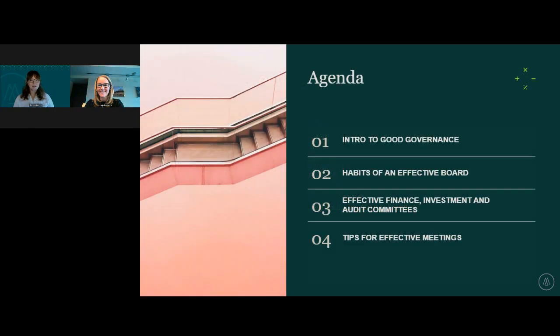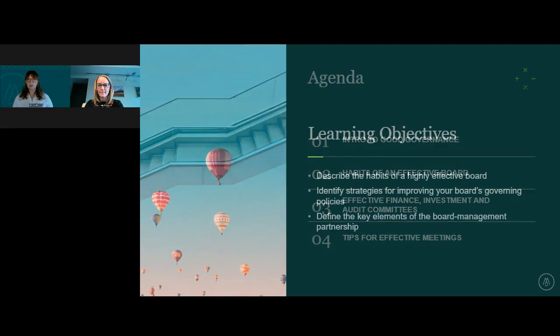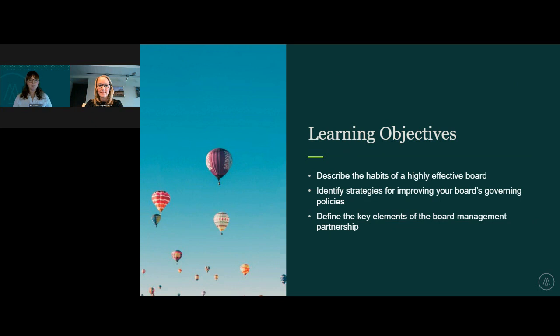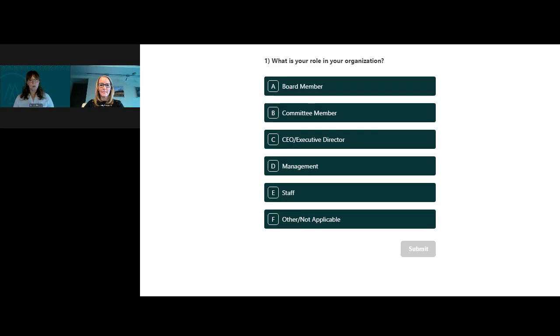So today we're going to cover a few things. We're going to just cover governance in general and what good governance is. We'll talk about what it means to be an effective board and give some really good technical advice on finance, investment, and audit committees and the work that occurs in those committees. And then we'll talk a little bit about how to have an effective meeting, particularly in the post-pandemic landscape. Here are our required learning objectives, and I'm going to hand it back to Amy to run our first poll and see who's here in the room.